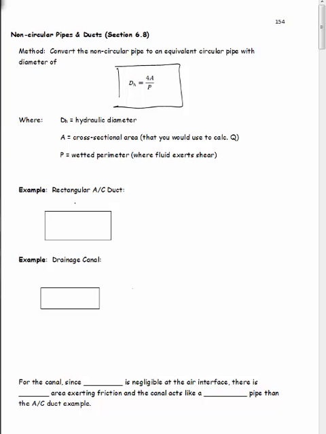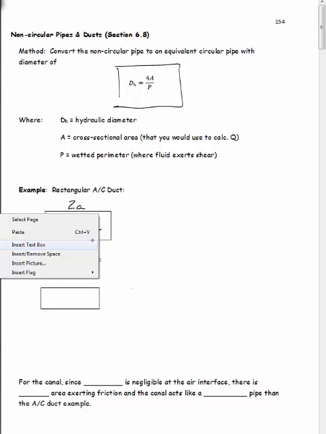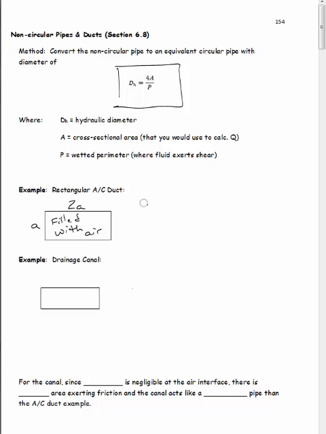So for instance, if you have a rectangular AC duct, and let's just say, for example, that this duct has a width of 2A and a height of A. Okay, so the width is twice the height. So our area, since this is all filled with air, our cross-sectional area that we would use to calculate Q would just be the whole area.